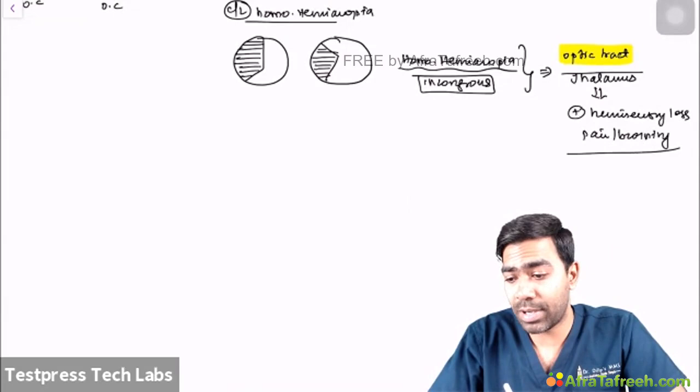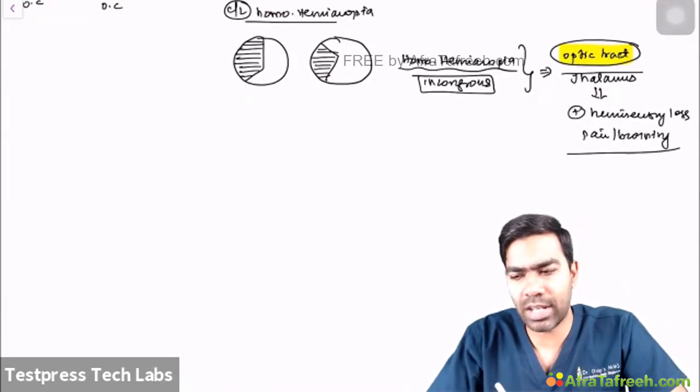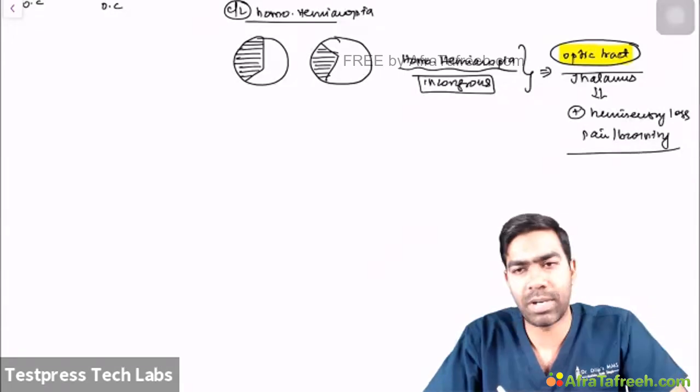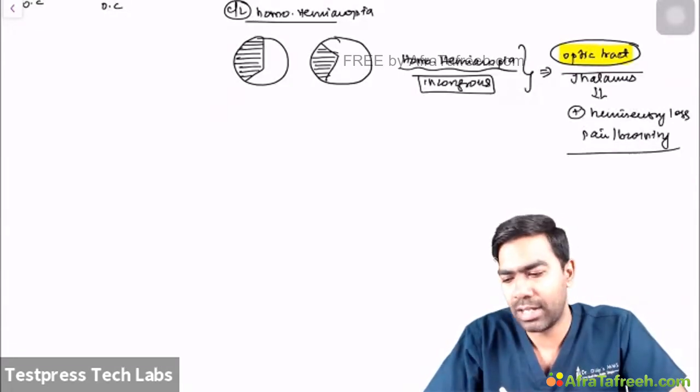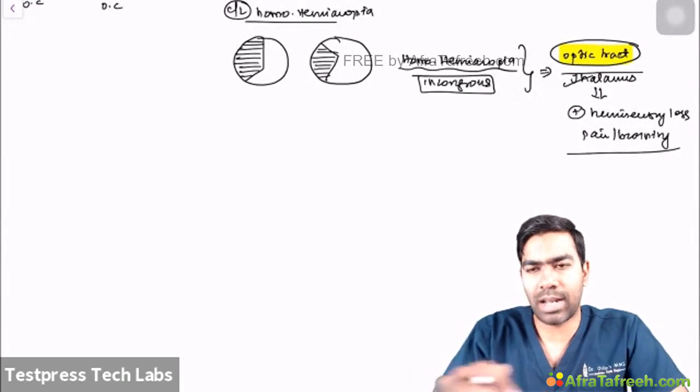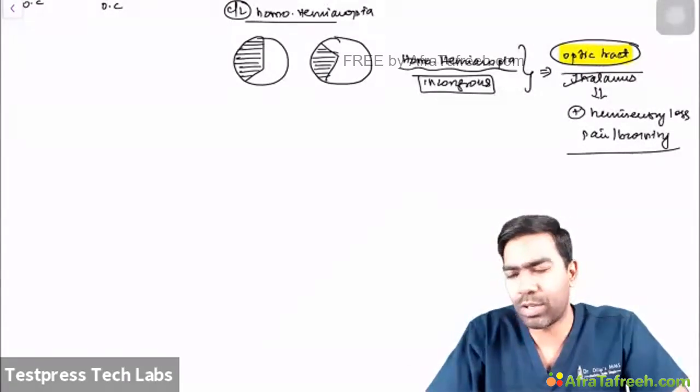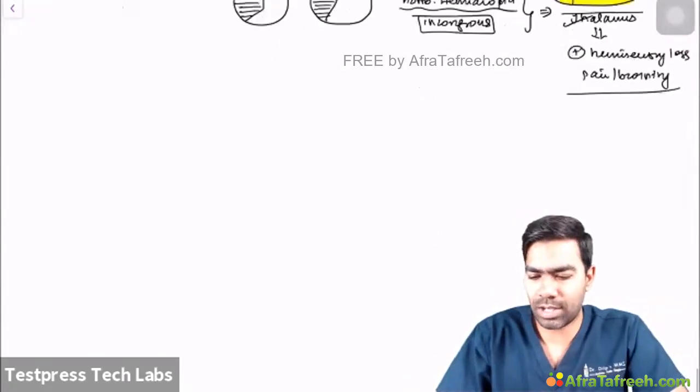There will be pain, burning sensation, all these things. But if the lesion in the optic tract is isolated, though it's very rare, it can happen in the setting of multiple sclerosis sometimes. But usually you encounter the lesion in the thalamus, and you can easily find out because you're going to have other associated problems in this condition.